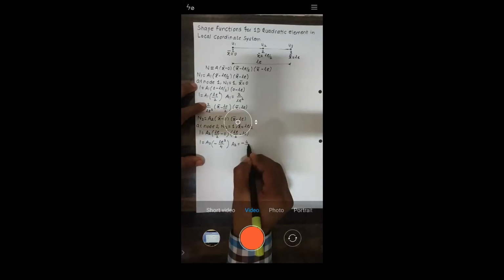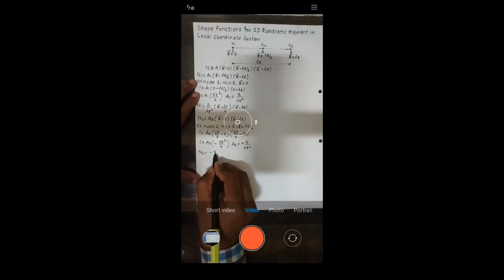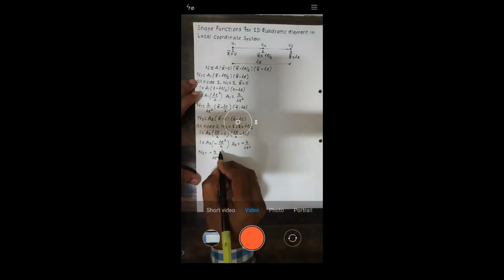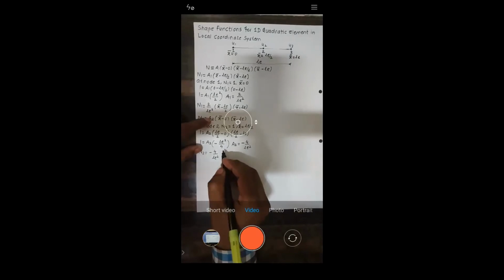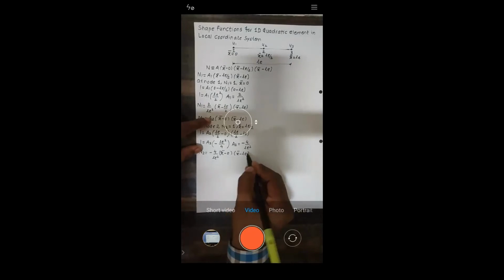Is it okay? If you put this value, what will you get? N2 is equal to minus 4 by Le square into x bar minus 0 into x bar minus Le. See here, x bar minus Le, right? Is it okay?